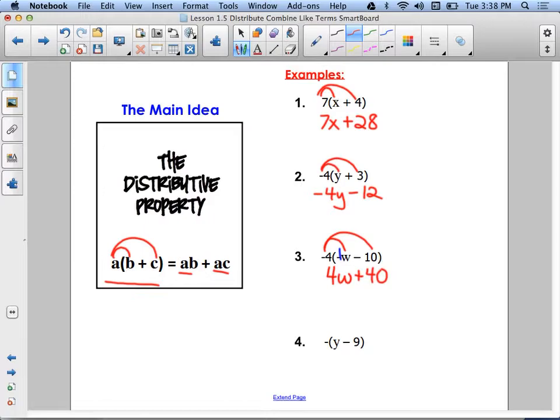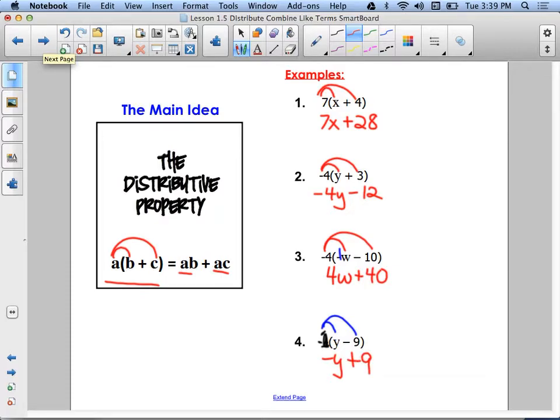All right, so let's take a look at number 4. Again, there's a negative here. Outside of the parentheses, I'm going to treat this as if it were a negative 1. Okay, I'm going to pretend that there's a 1 in there right after that negative, so I know I'm multiplying negative 1 by y and by negative 9. So negative 1 times y would be negative y. And negative 1 times negative 9 would be positive 9.